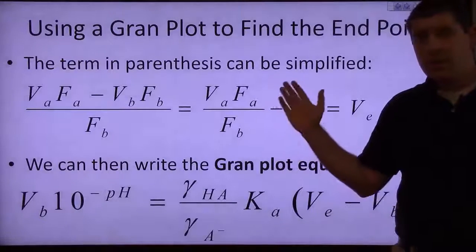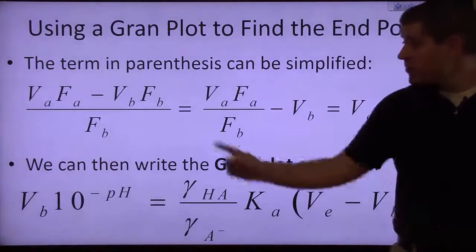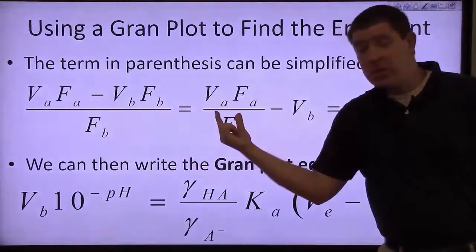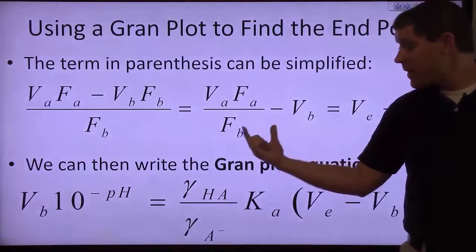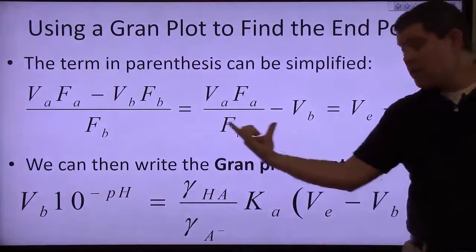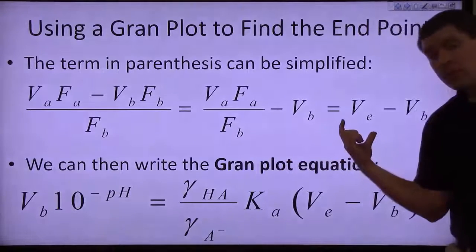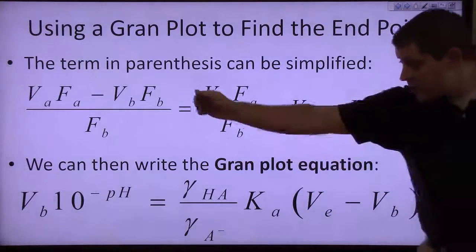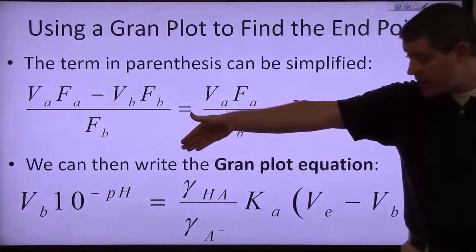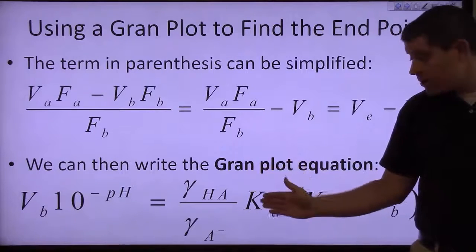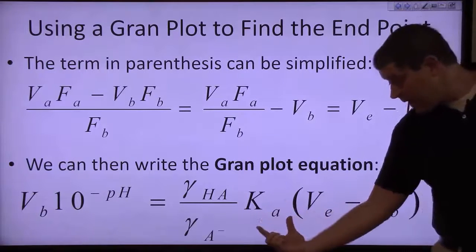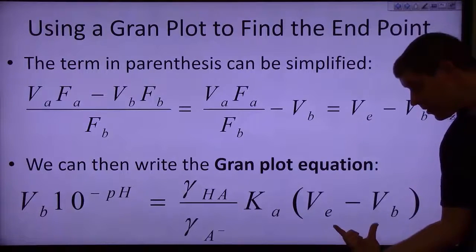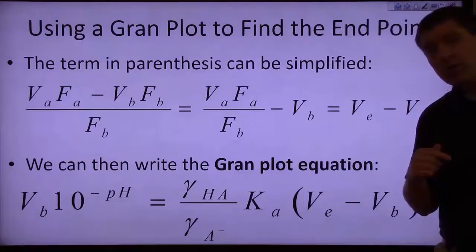Now that term in parentheses on the right side of the equation can then be simplified because we have an FB up here and an FB down there, and so we can remove this VB term. So we now have VA times FA over FB minus VB, and then this first term is simply equal to VE, the volume at the equivalence point. And that means that then we can write the Gran plot equation, which is VB times 10 raised to the negative pH is equal to the activity coefficient of HA divided by the activity coefficient of A- times Ka times the quantity VE minus VB. And note that this quantity in parentheses here, the VE minus VB, is simply how much of our acid we have left.